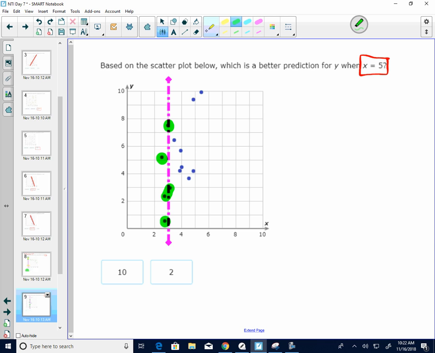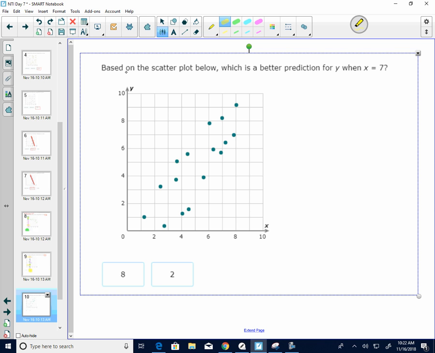So if we look at the best guess when x is 5, 10 is up here. There's no plots anywhere near where y is 10. And we look, y is 2 right here. Well, here's these couple of dots above it, and here's this dot below it. So 2 is actually the better guess. When x is 5, y is probably going to be somewhere around or close to 2.